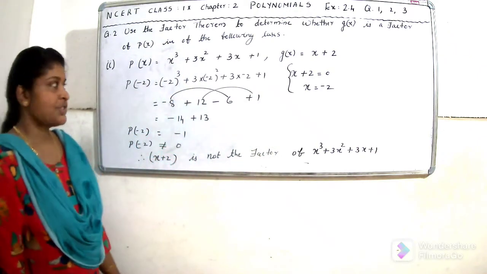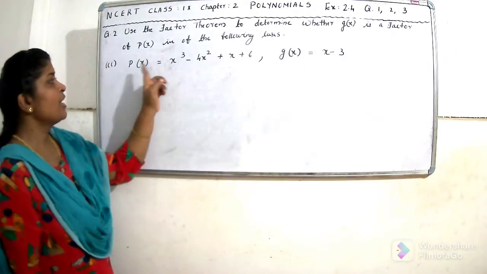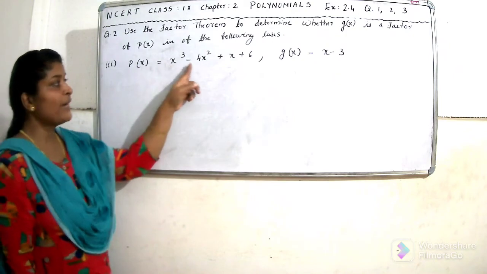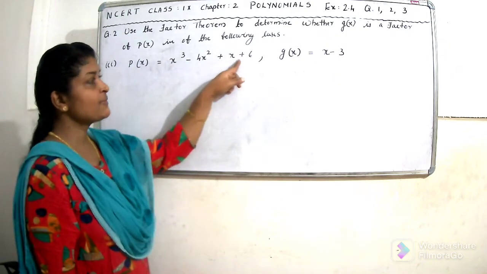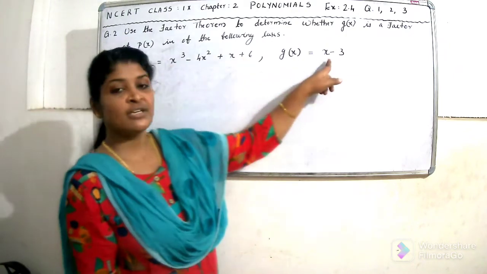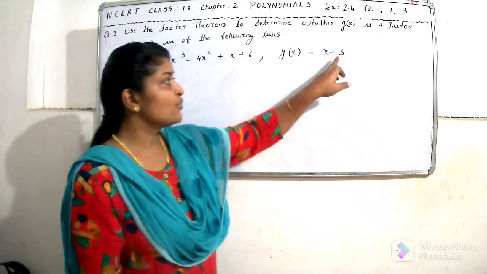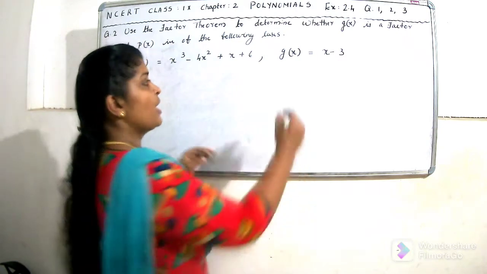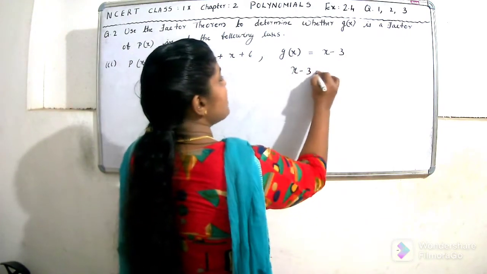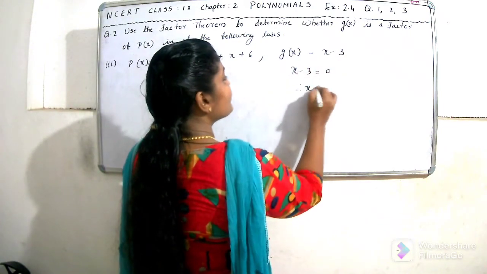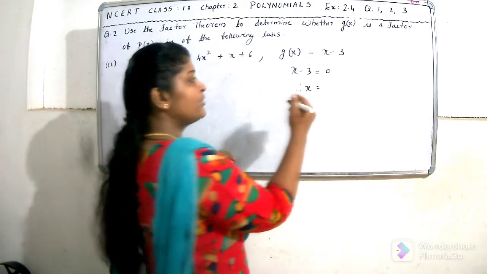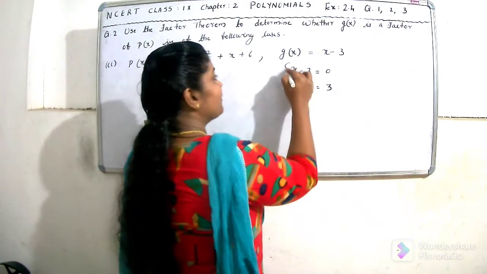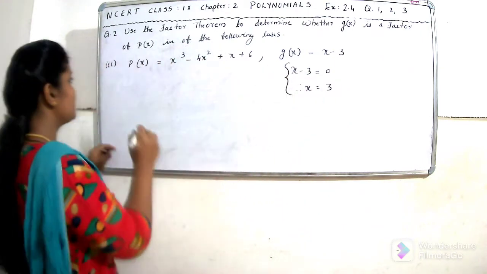Okay, now next question. Third question. P of x is x cube minus 4x square plus x plus 6 and the divisor is x minus 3. So what is the zero of this polynomial? X minus 3 equal to 0. So what is the value of x? Transpose that 3, so that is positive 3. So this value we have to substitute.